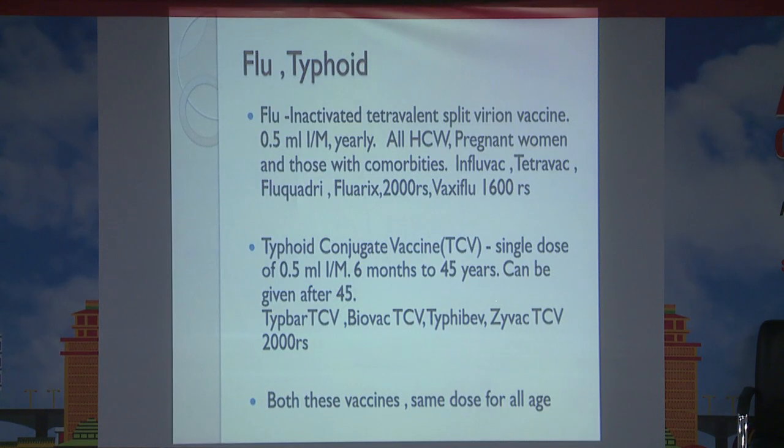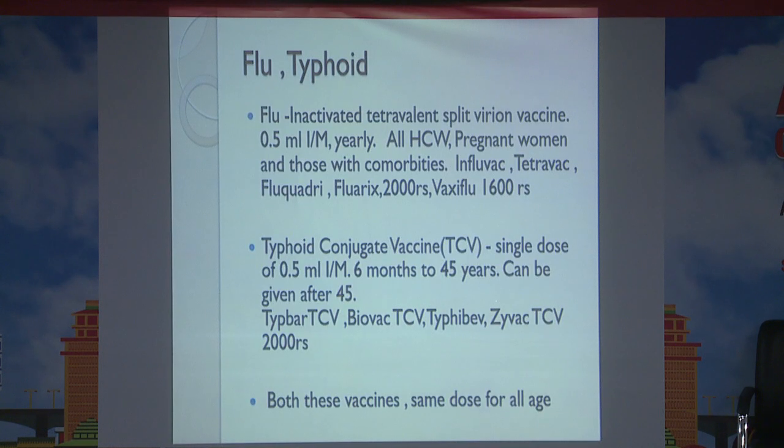Coming to flu and typhoid vaccines. These 2 vaccines, the doses are same for children, small children 6 months of age, and adults. Flu vaccine is given every year to adults with comorbidities, to pregnant ladies and all healthcare workers. They should get it. Cost about rupees 2000, except Vaxiflu made by Zydus, 1600 rupees.